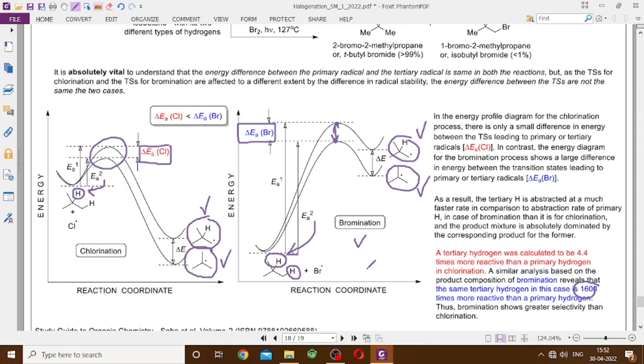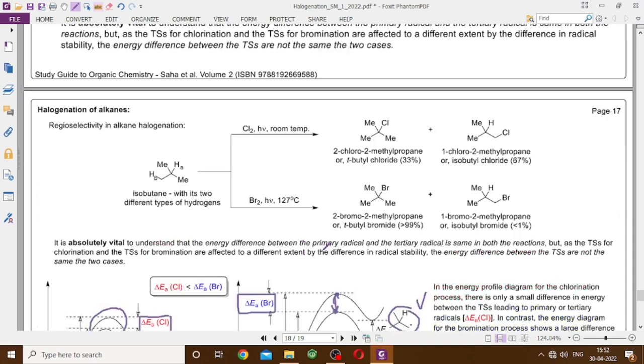So does statistics play a role? For sure it does. Statistics plays such an important role here that the major product arises out of replacement of this hydrogen, because the reactivity difference between the two hydrogens for bromination is so much higher that statistics can't do anything, and greater than 99% of the product will come from here.